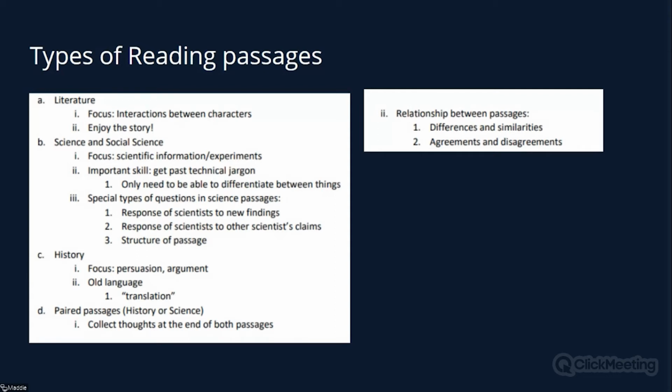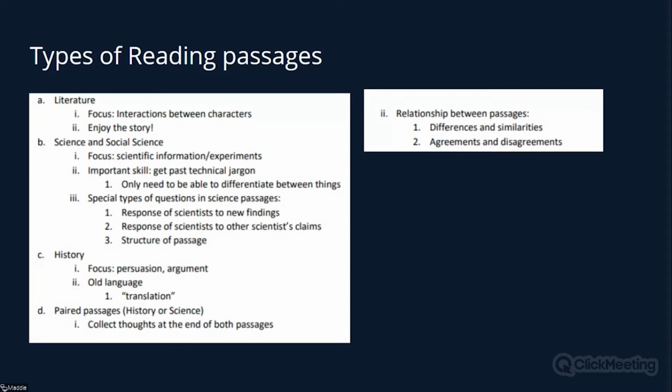And if you look at point D on the slide, there is going to be a paired passage. So that means one of the history or science passages will have 2 passages in it. So there are 2 shorter passages, but they often ask you to compare things. Anyway, let's look at each one of those.